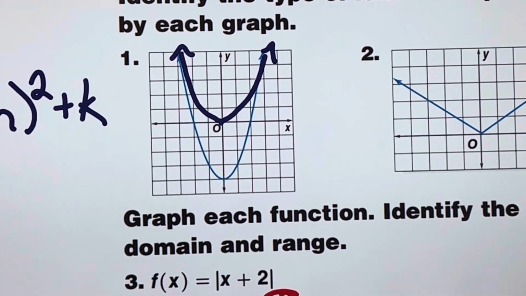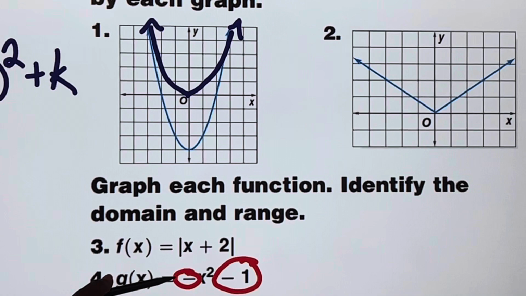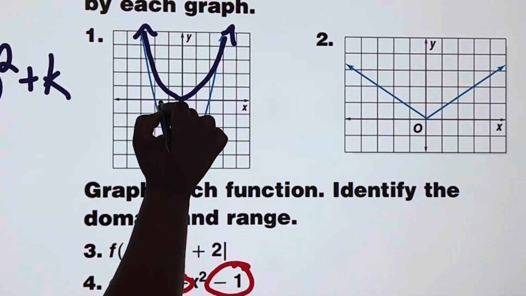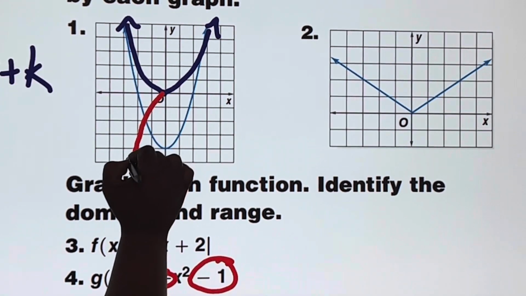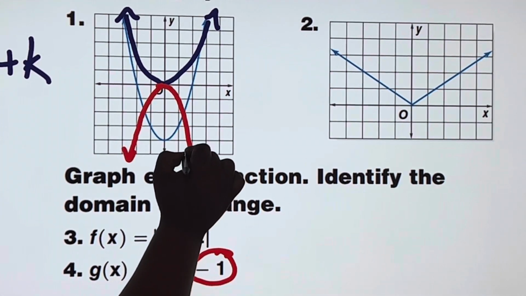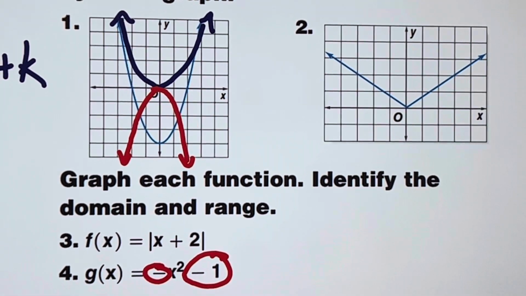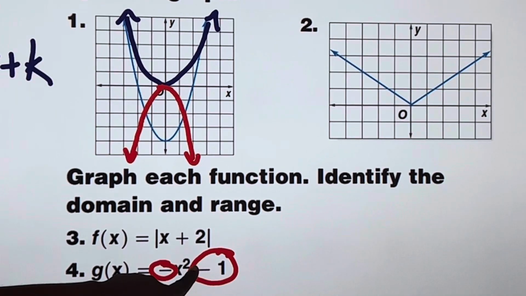And then I'm going to switch to red. And I'm going to do the first thing. This negative is going to reflect it over the x-axis. So now it's going to be facing open downward, a smooth curve. So that's the first thing that happens. But now I still have this -1.